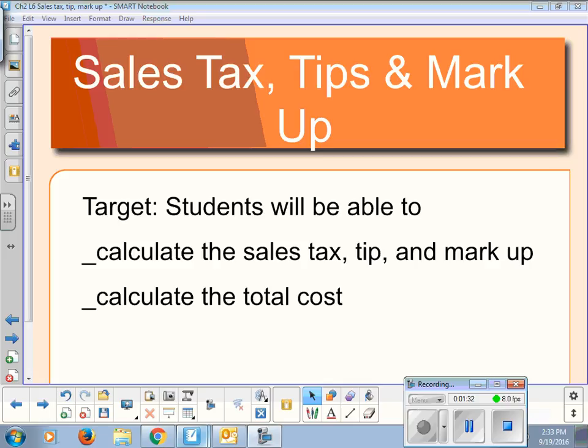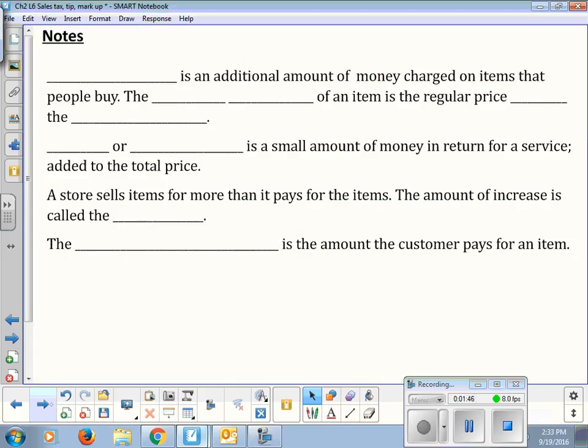Okay, the heading for your notes today is sales tax, tips, and markups. Our target is students will be able to calculate the sales tax, tips, and markup and calculate the total cost. We have a couple new vocabulary words. Some of them might be things that you have seen before. The first one is sales tax. Sales tax is an additional amount of money charged on items that people buy.